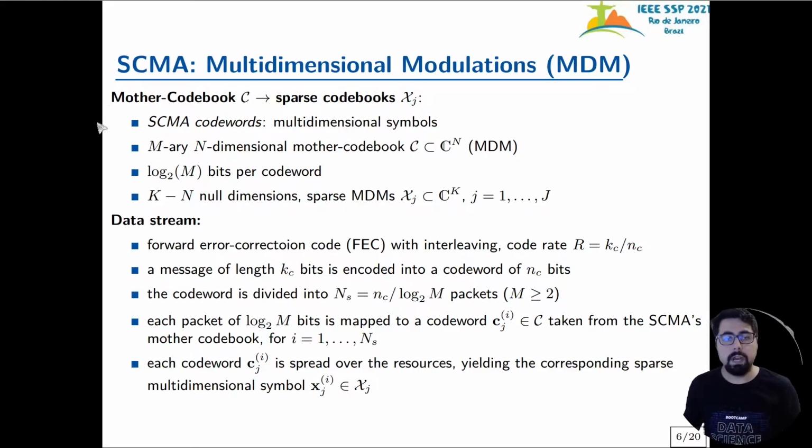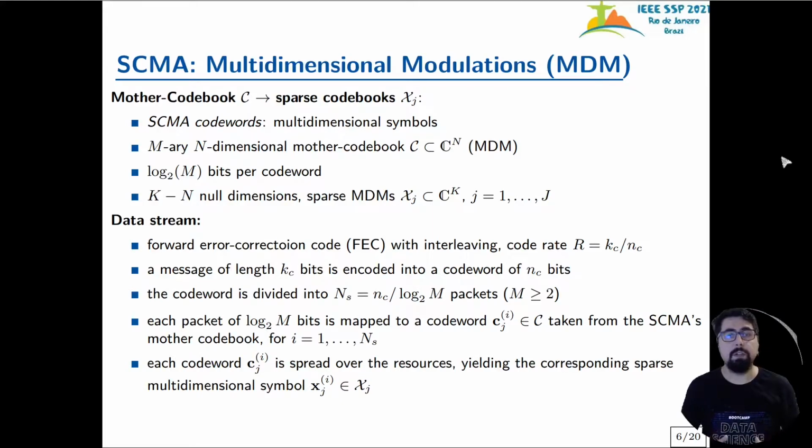We assume that all users map their information bits to an M-ary mother codebook, where each codeword has N complex dimensions. Then, taking the user-specific spreading signature, each user transforms the mother codebook into a user-specific sparse codebook with K complex dimensions. The sparse version of the codebook of user J is named calligraphic X_J. Note that K minus N of these dimensions of all its codewords are null values.